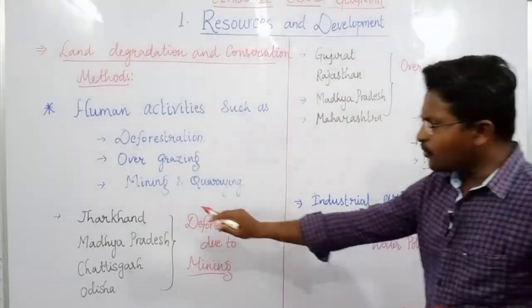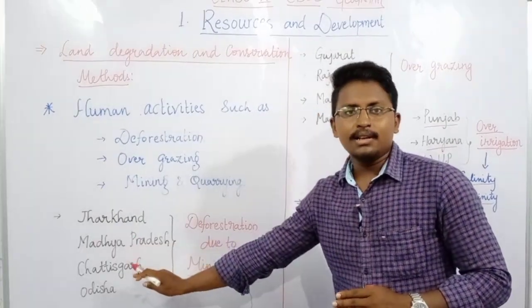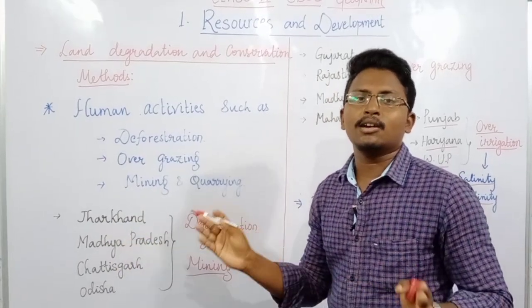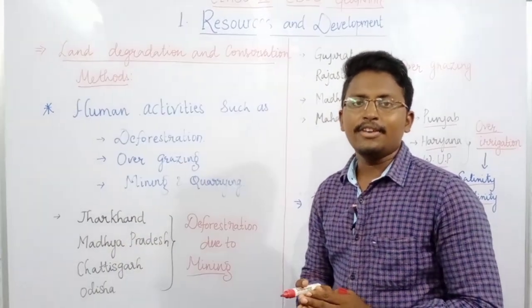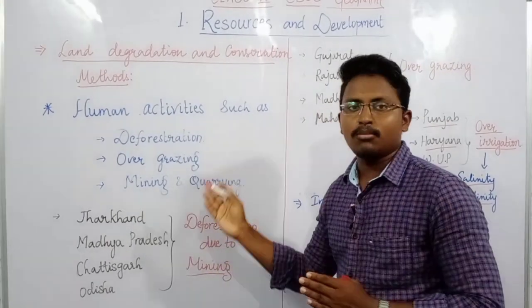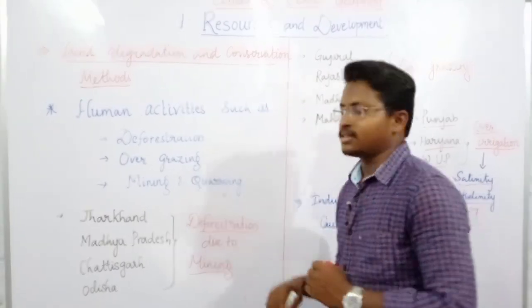Then why only these states are doing over mining is that these states are almost located in the Chota Nagpur Plateau region, which is very famous for its mines. Therefore people are extracting more and more minerals, which simultaneously leads to deforestation.